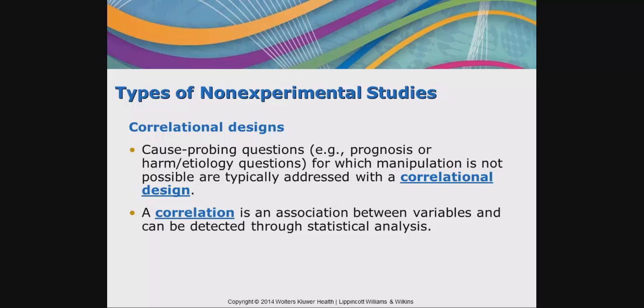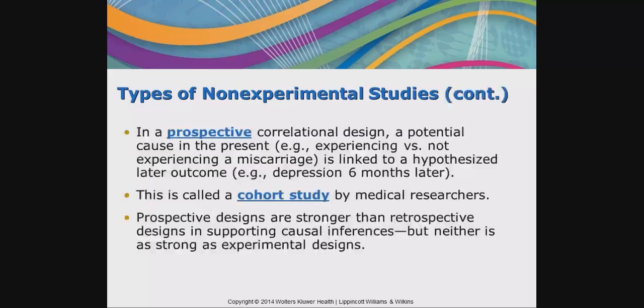Well, you're right. If you said because there's no randomization and there's no control of the variables. That's right. That's why they are weaker. But they are still powerful. And you're just looking at association of variables. Now, there's two types of non-experimental studies of correlational design.